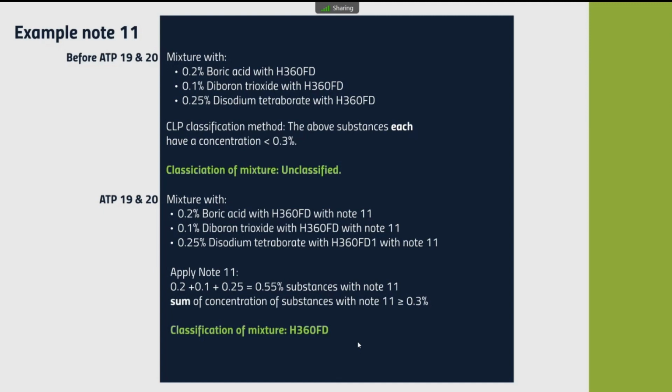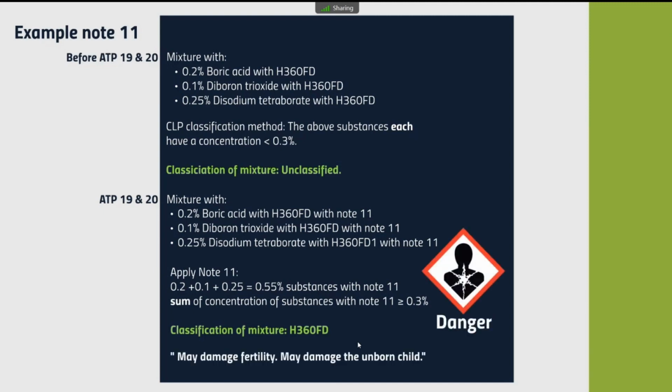In practice, what does it mean? For example, how does the labeling look? We will now have a pictogram that has to be mentioned, the GHS08. As you can see on the right side, we have to mention the signal word danger, and we have the hazard statement may damage fertility and may damage the unborn child. So it's quite a big difference between before ATP 19 and 20 and when ATP 19 and 20 is in force.